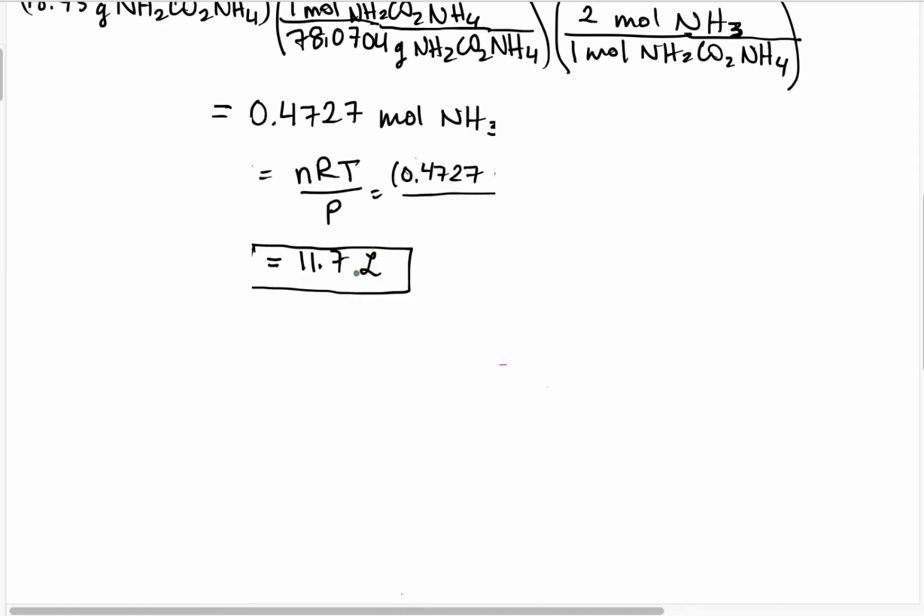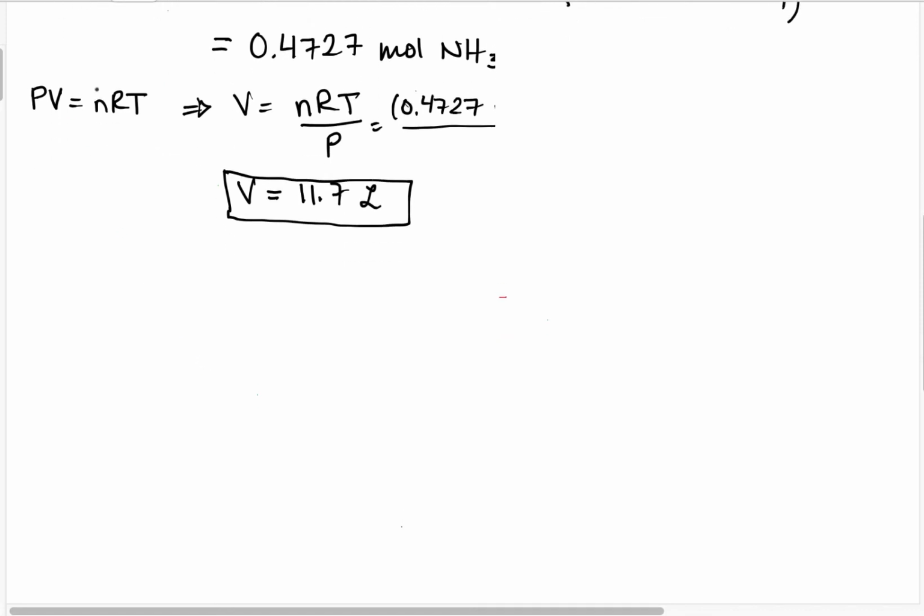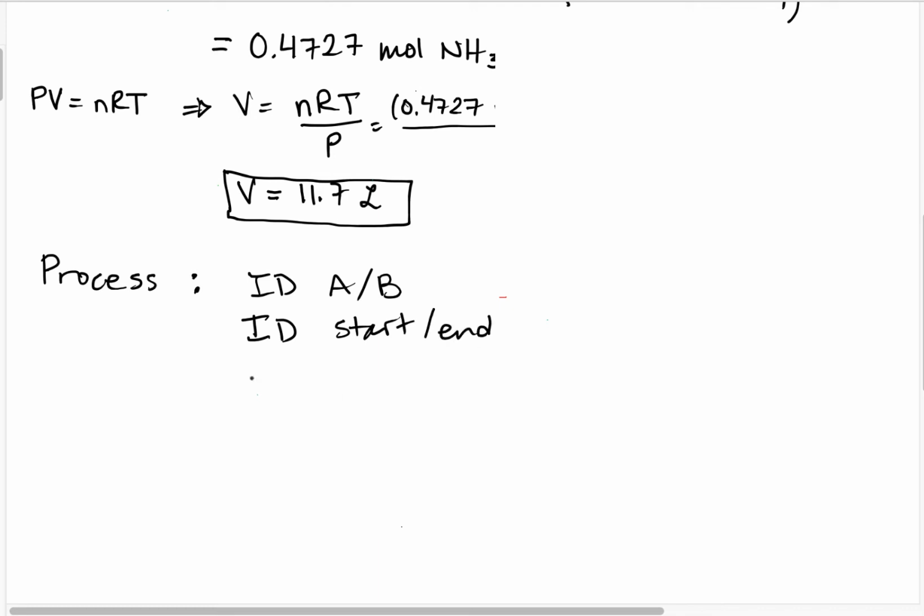So what I would do when I'm looking at solving these kinds of problems is to remember that my process is going to be the same. My process is going to be to first identify my A and B, and then I'm going to identify my start and my end, which we did. And remember that we're going to follow the path using the tools that are available.